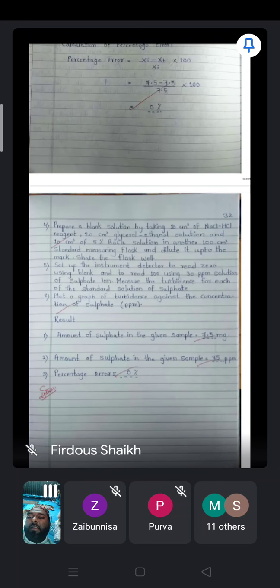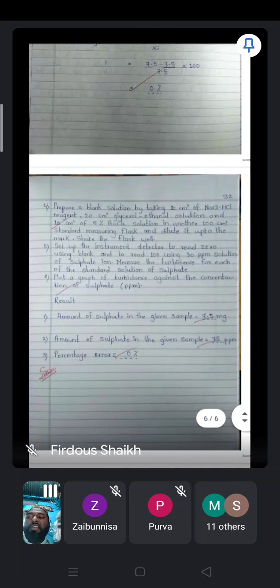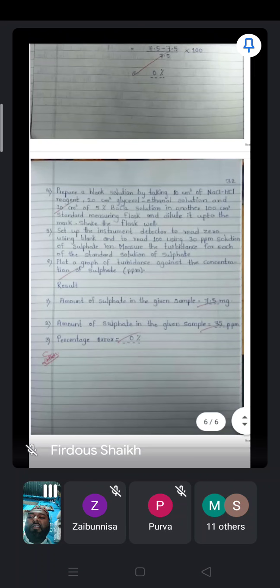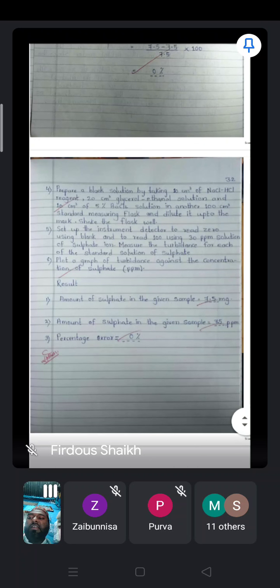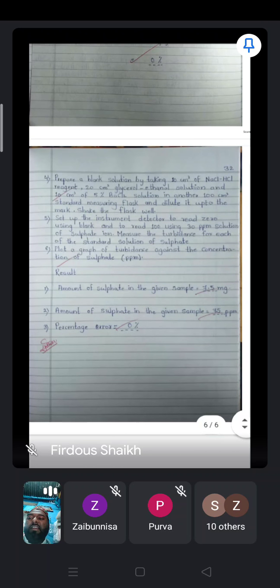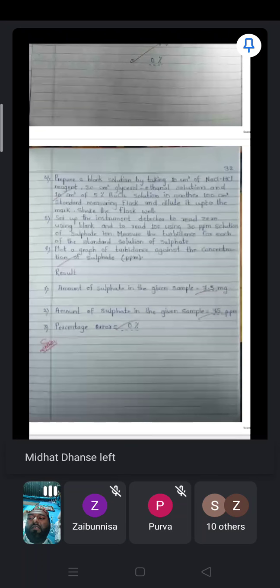Then next, prepare a blank solution by taking 10 cm cube of the NaCl HCl reagent, 20 cm cube of the glycerol ethanol solution and 10 cm cube of the 5% BaCl2 solution in another 100 cm cube standard measuring flask and dilute it up to the mark. Shake the flask well.